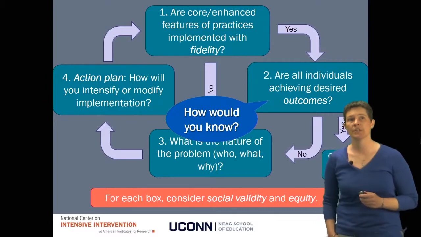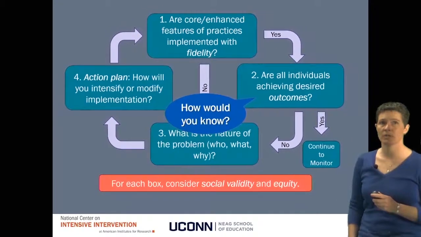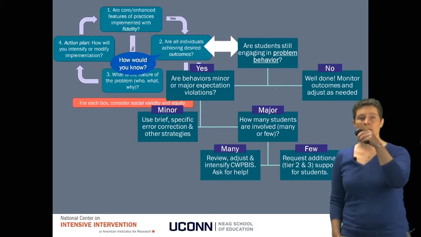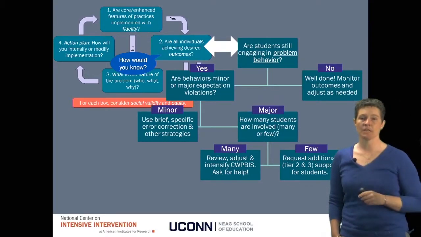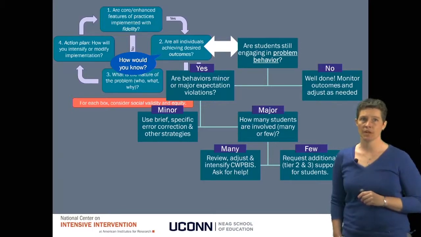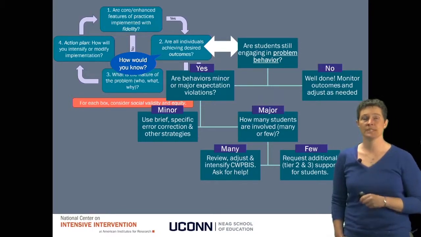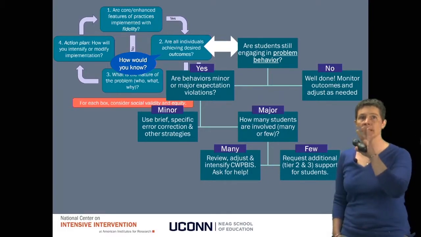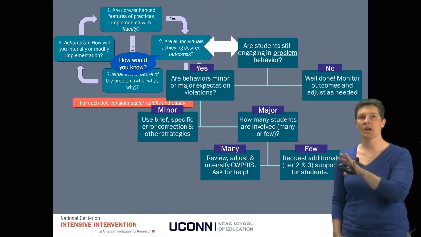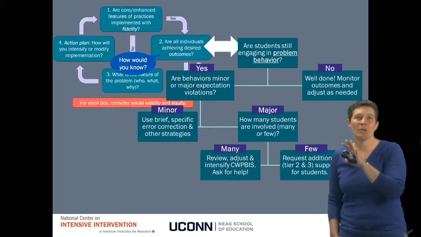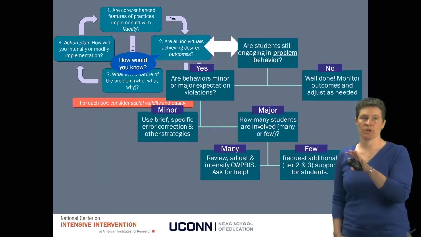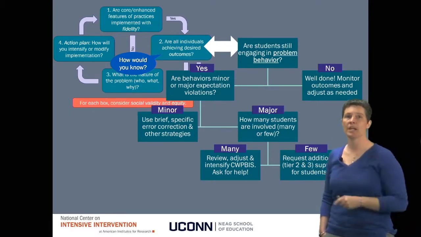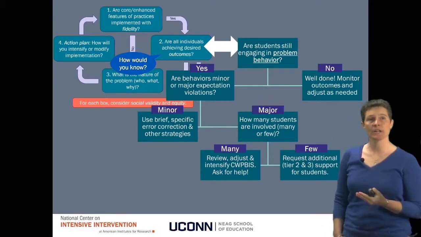We've actually already talked about a lot of the ways that we would measure student outcomes. So you'll recall that we had looked at this flow chart in the supporting and responding to student behavior document. We talked about, are students still engaging in that problem behavior? If no, we're going to continue to monitor it. If yes, we're going to think about how big are those particular behaviors? Are these minor behaviors or are they major behaviors? We talked about if they're minor behaviors, we're going to use brief error correction statements.